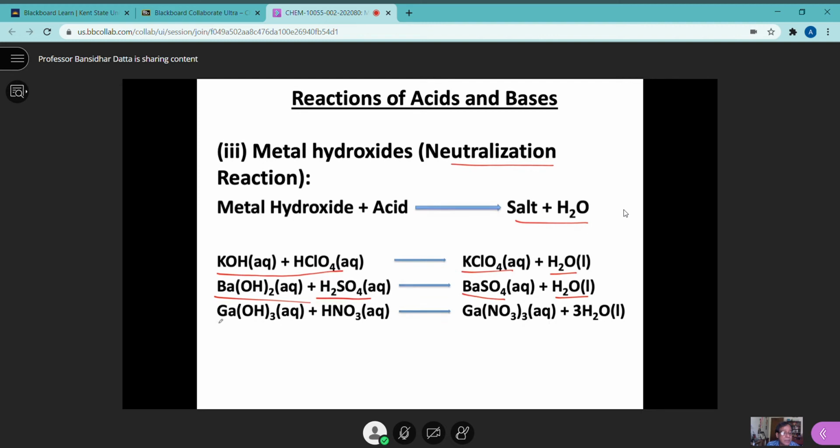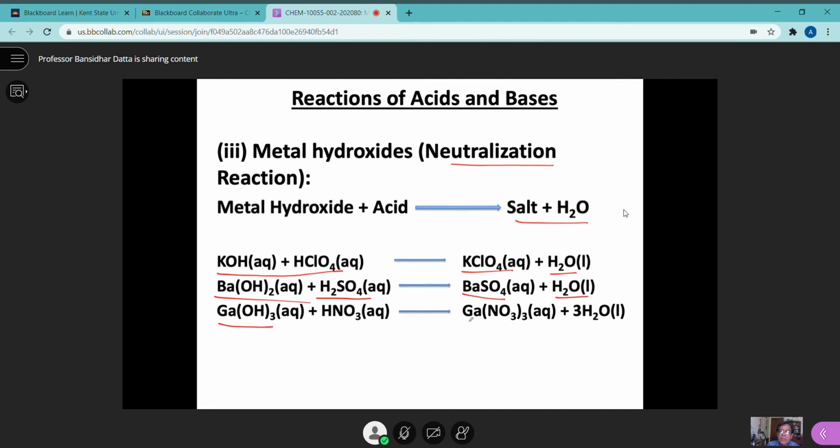Likewise, group 3 element hydroxides: gallium hydroxide, aluminum hydroxide, indium hydroxide, any kind of group 3 element hydroxide, plus nitric acid, for example. These are not balanced, by the way. Some of them are balanced, some of them not. You can balance it if you would like to.